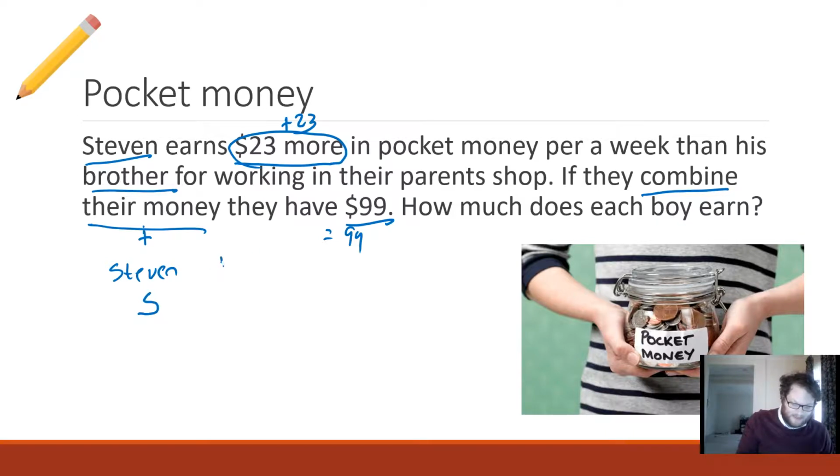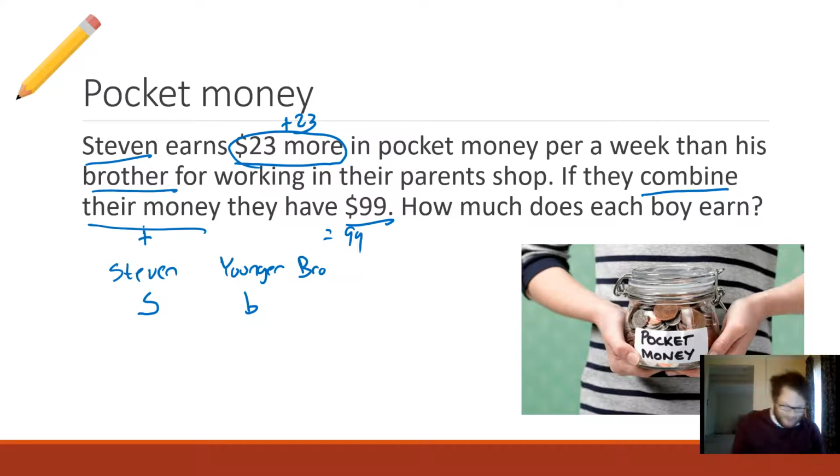And the younger brother, we're going to use a lowercase b. Now, normally what we would do, if we were trying to solve this using a complicated method, is figure out and use that $23 more. But I'm just going to simplify it at the start.